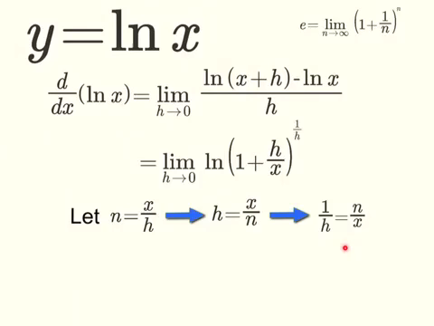Now, in this limit, h was going to 0. So what does that mean about n? Well, in the equation y equals the natural log of x, x has to be a positive number. If h is going to 0, and let's say h is positive going to 0, that means you have some positive number divided by some very, very small number. No matter what this positive number is, if you divide it by a very, very small number, you'll get something that's very large. So as h goes to 0, n would have to go to infinity.